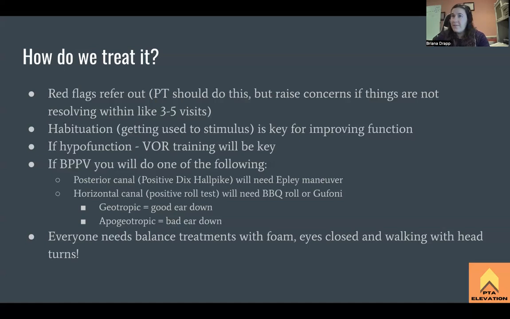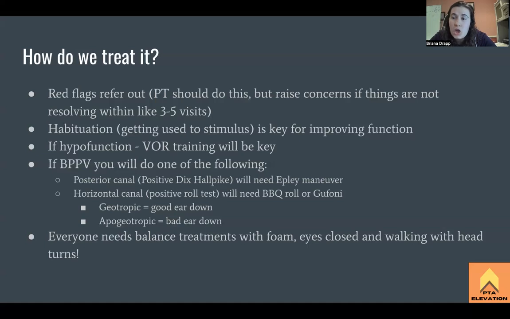So you're able to look at whatever you're looking at in front of you, and the image is able to stay on the retina. Even if I'm looking at the word "how" and turning my head back and forth, I can still read that it says, how do we treat it? I can read that still, even though my head is shaking back and forth. That's what you're going to do for your vestibular hypofunction to help them out.